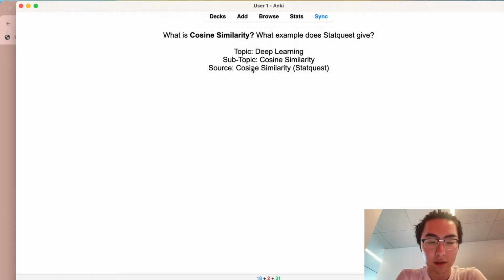So cosine similarity, an example StatQuest gave. Cosine similarity is the idea of measuring how similar two phrases are, or maybe two vectors are. StatQuest gives an example of movie reviews. So how similar are the sentiments of the movie reviews, or even the topic?